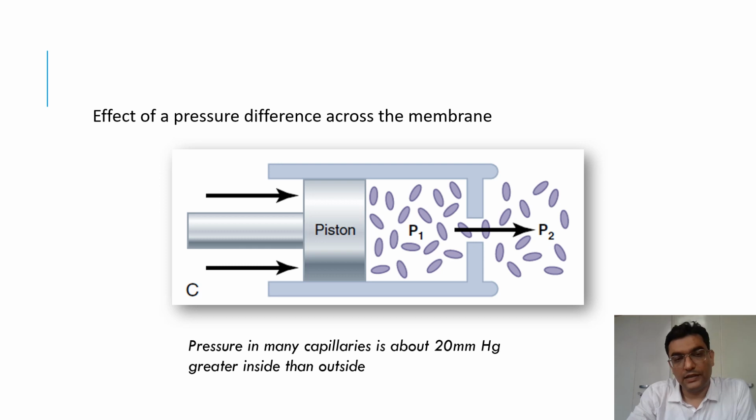Another factor that plays a role is the pressure difference. Where there is higher pressure, of course, molecules or ions move from the higher pressure side to the lower pressure side. One very important example is the capillaries. In the capillaries there is 20 mmHg greater pressure inside, so there is movement from the capillaries to the outside because of this higher pressure of 20 mmHg compared to the outside.